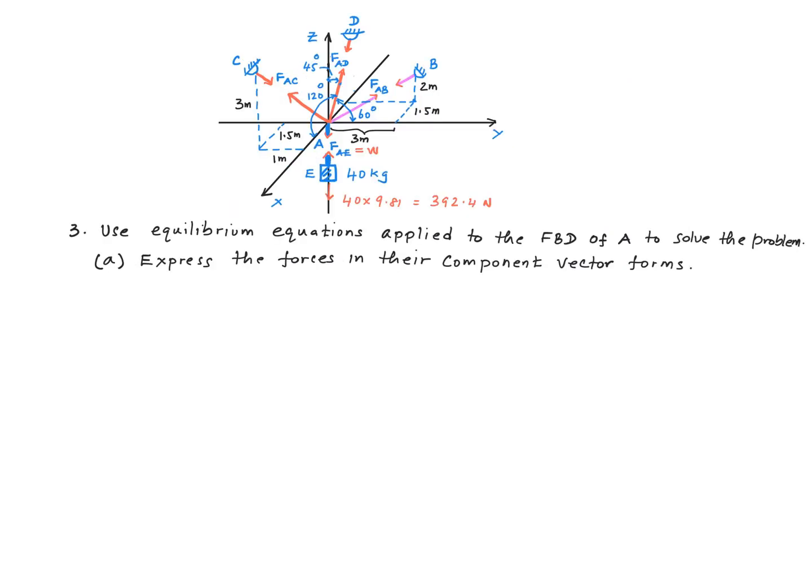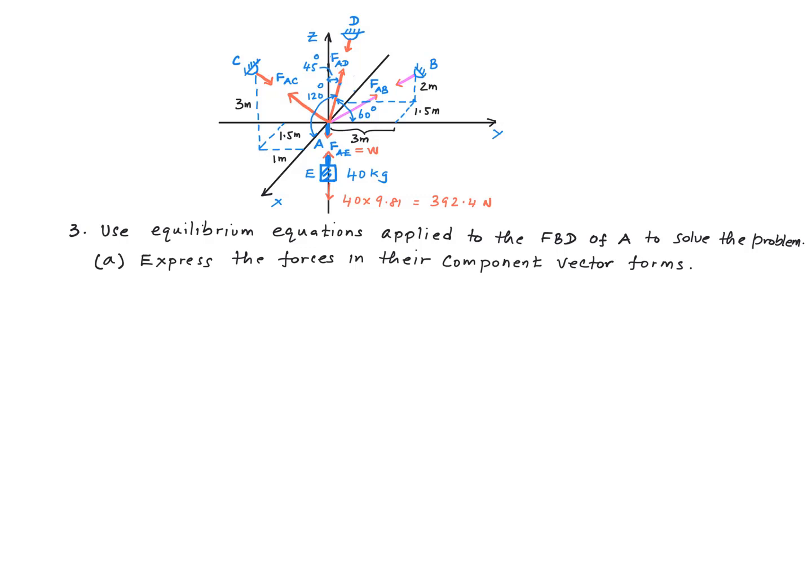Now we will apply the equilibrium equations to particle A to solve the problem. The first step is to express each of the 4 forces in their component forms. We recognize that point A is located at the origin of the coordinate system. The coordinates for point B and C are given.